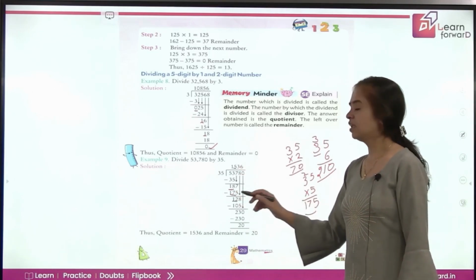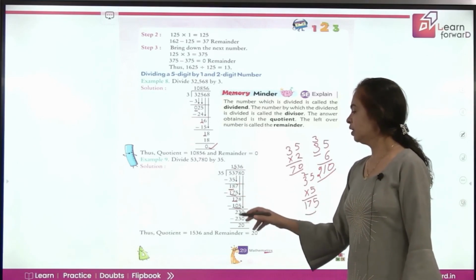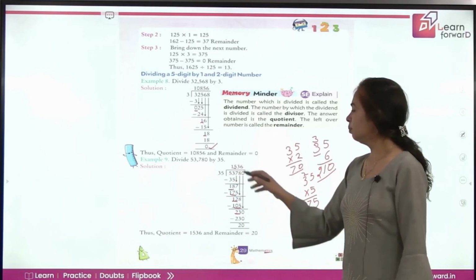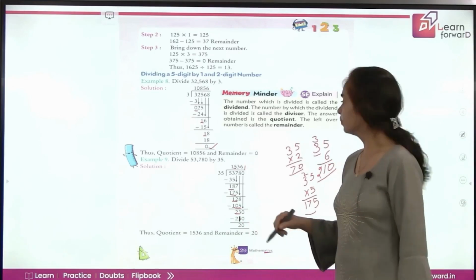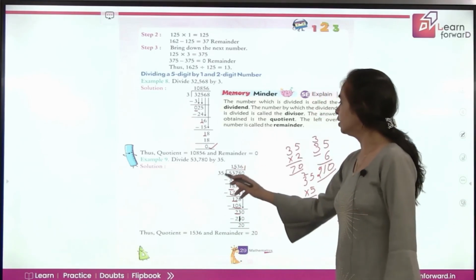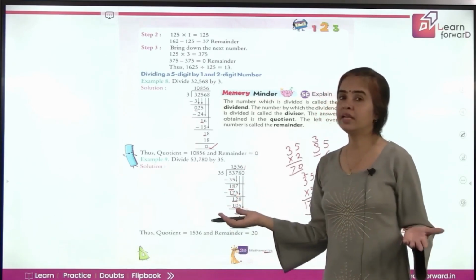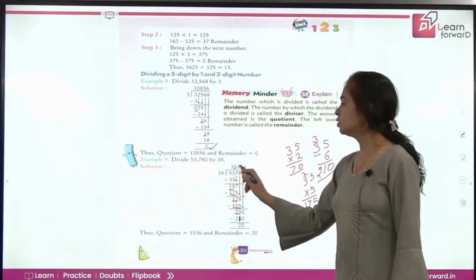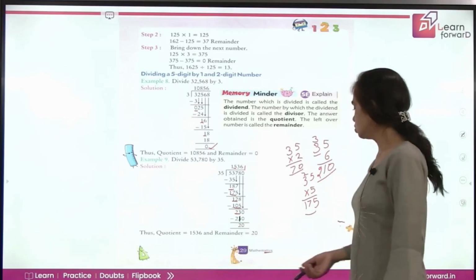After subtracting, we get 12. We bring down 8. Then 35 threes are 105. Subtract, you get 23. Again, smaller than 35. Bring down 0, and you get 230. 35 sixes are 210. On subtraction, you get 20. Now, 20 cannot be further divided, so this is your remainder. So, your quotient is 1536 and your remainder is 20. That's so simple, children.